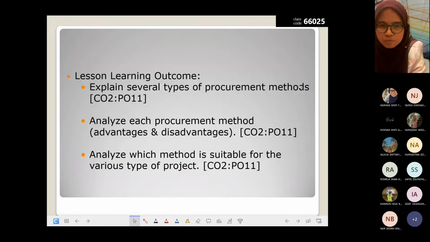On project delivery system, students should be able to explain the several types of procurement method, what type that we're going to cover nanti. Now, analyze each procurement method, the advantages and the disadvantages, and also analyze which method is suitable for the various type of project. So this one is dalam case study lah. Okay, lepas sudah tahu which one is the mana yang lagi advantage to the client ataupun to the contractor, then which is the most suitable.